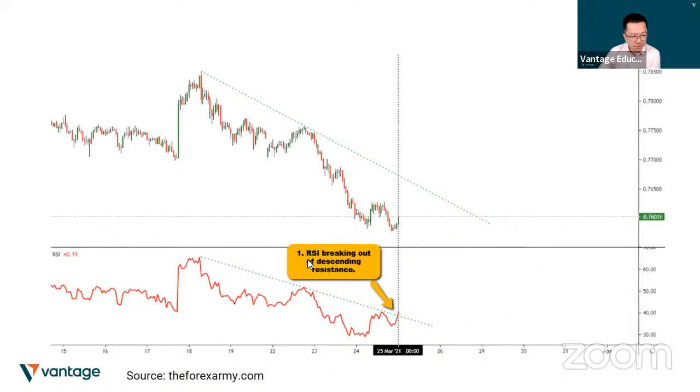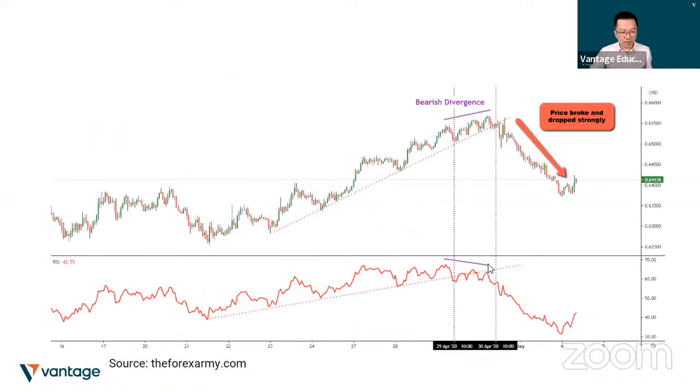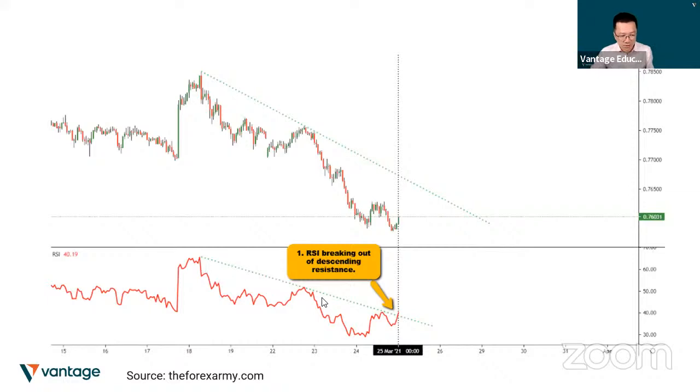So the next thing we're going to look at as well, oops, I'll clear that out, is when you see the RSI breaking out of the descending resistance, right? Same thing. This is just a flip of what we spoke about just then. That was an upward trend line. This is a downward trend line. You can see RSI breaking out of the descending trend line.